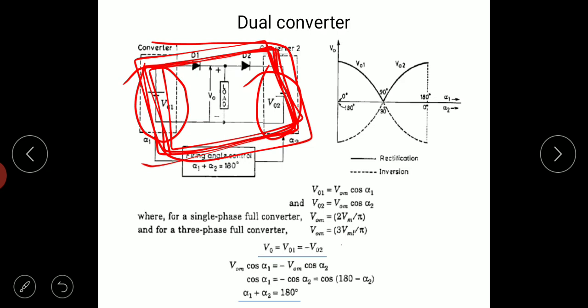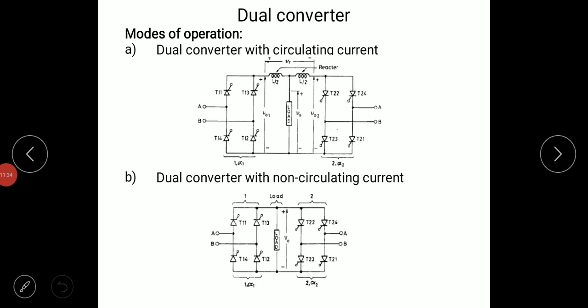Now, to discuss further operation of dual converter, we have to discuss the modes of operation. One thing to remember is that the average voltage should be equal. So if both converters are to be operated simultaneously, then alpha 1 plus alpha 2 must be equal to 180 degrees, both in case of single phase as well as three phase. Let us switch over to slide 3.